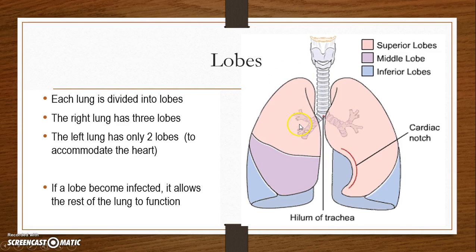So the lungs split up into lobes. We've got 1, 2, 3 on the right and 1, 2 on the left. So 3 on the right and 2 on the left. Now the role of the lobes is, say you get an infection. So say you get a lung infection by here.